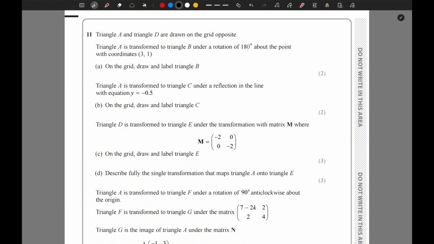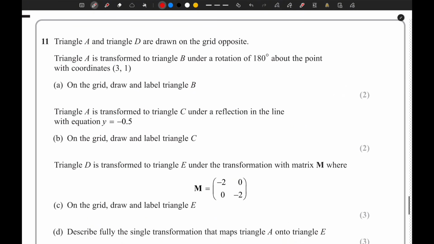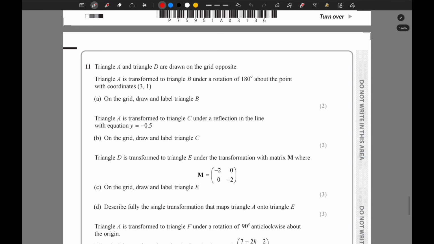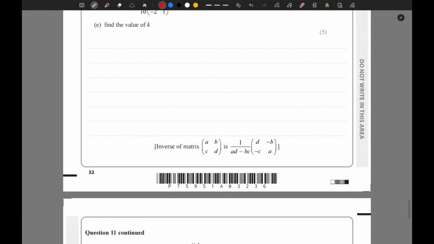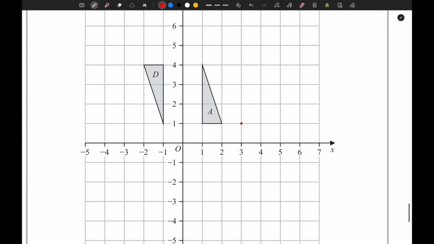Now moving on to the next question. It is the last question of the paper. Triangles A and D are drawn on the grid opposite. Now triangle A is transformed to triangle B under a rotation of 180 degrees about the point with coordinates 3 and 1. So it has been rotated 180 degrees about the point 3 and 1.